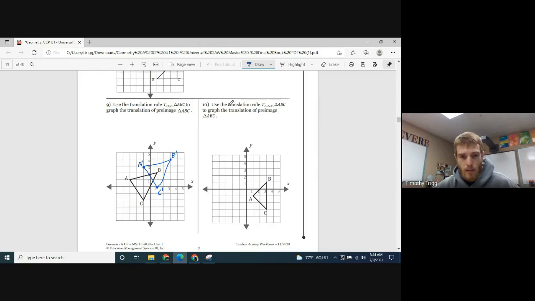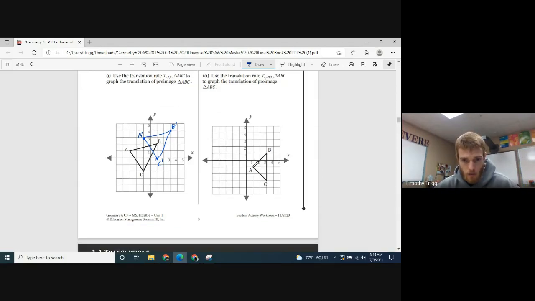Now let's try number 10. I'll get you started on it, but I want you to finish it. So use the translation rule T, and then in subscript, -5, 3 for triangle ABC. Okay, so here's triangle ABC, and we want to move 5, since it's negative, that'll be 5 to the left. And then the 3, up 3. So let me show you where A is going to end up. So we're going to move 5 to the left, 1, 2, 3, 4, 5, and 3 up, 1, 2, 3. Okay. So this is where A prime will be.